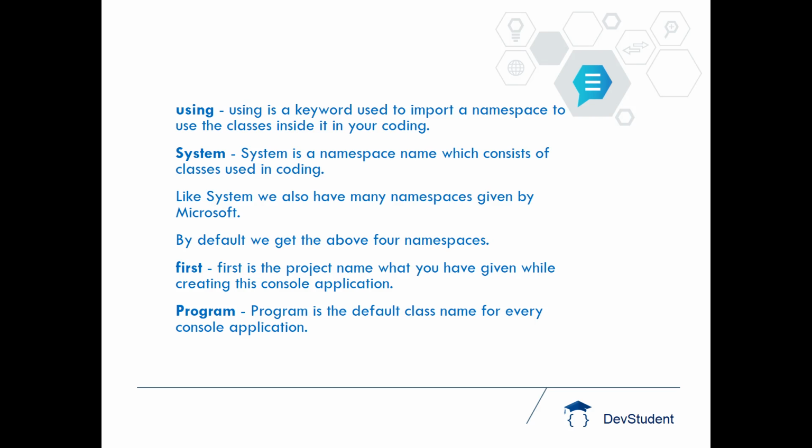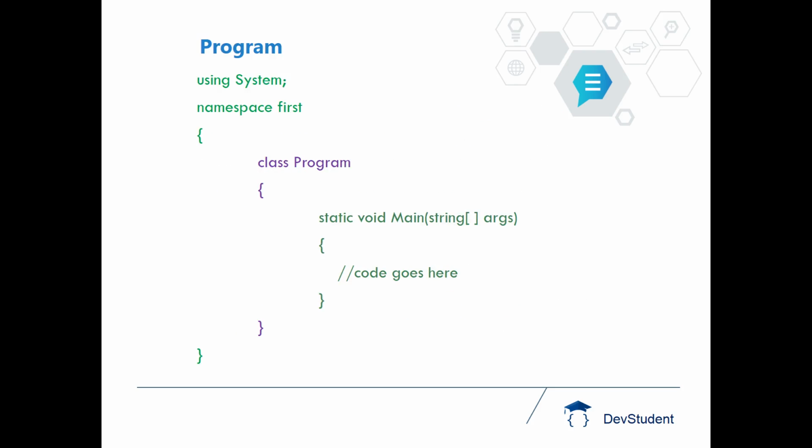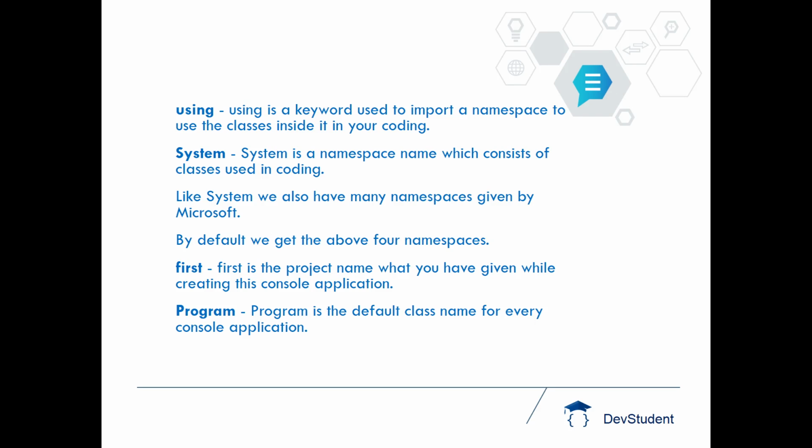Next, when a project is created, you can see namespace is written first. The first is the project name. Whatever project you create, its name will be given as the namespace name. And we have a class named Program. A class is a collection of methods, in which a Main method is written. Program is the default class name for every console application. Whenever you create a console application, it comes with a class named Program.